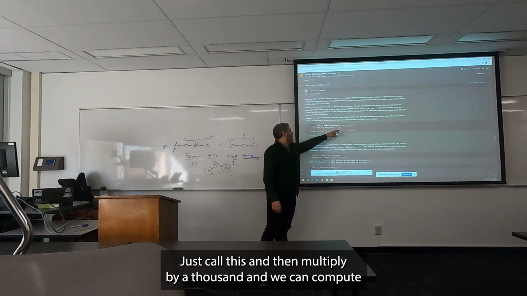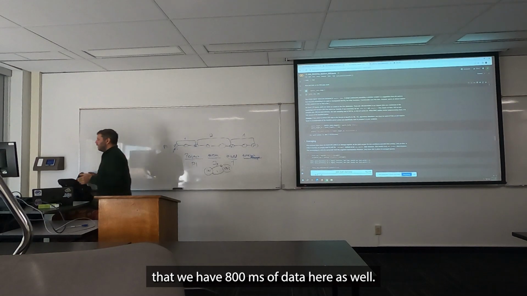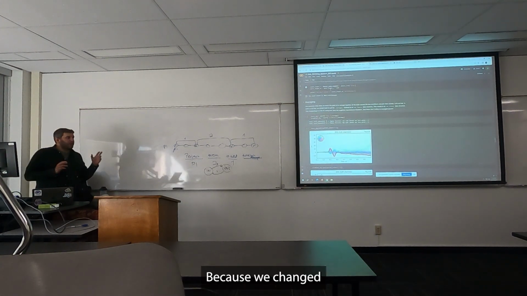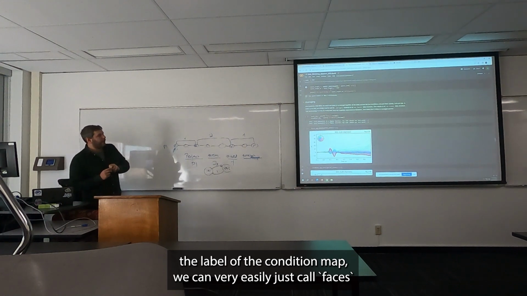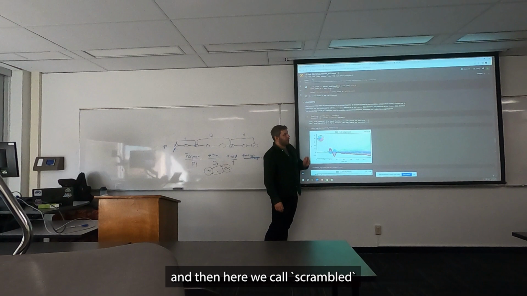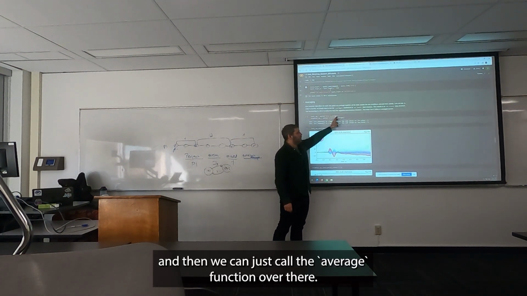So just call this and then multiply by 1,000. We can find that we have 800 milliseconds of data here. Because we changed the label of the condition map, we can very easily just call into here, say we need faces, or we want scrambled, and then we can just call the average function over there.